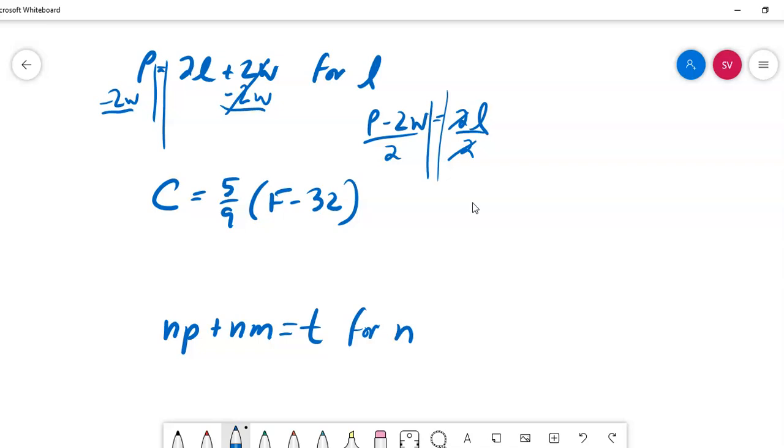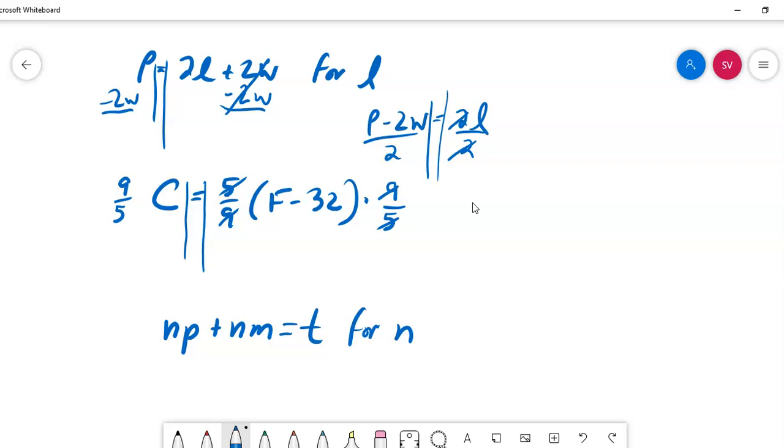Now the next one, C is equal to 5/9 times the quantity F minus 32. Well, this 5/9 is a fraction. A very easy way to get rid of a fraction is just multiplying by the reciprocal. The reciprocal of 5/9 is 9/5. Why would I do that? Because the 9's will cross cancel and the 5's will cross cancel to 1. Now if I multiply by 9/5 on the right, I have to do exactly the same thing on the left.